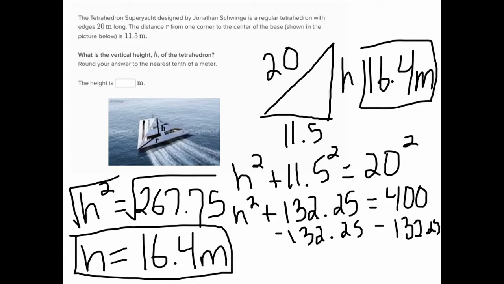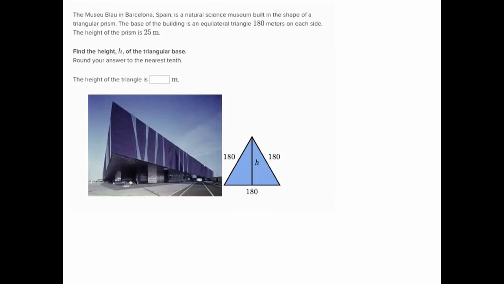Alright guys, let's do another example. Alright guys, let's look at this second one. The Museu Blau in Barcelona, Spain is a natural science museum built in the shape of a triangular prism. The base of the building is an equilateral triangle of 180 meters on each side. The height of the prism is 25 meters. Find the height h of the triangular base. Round your answer to the nearest tenth.